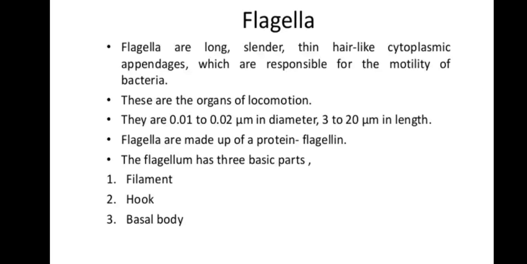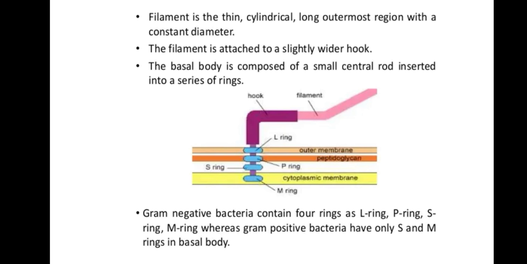The flagellum has three basic parts: first is filament, then hook, and basal body. These three parts compose the formation of flagella. Filament is a thin, cylindrical, long outermost region with a constant diameter. The filament is attached to a slightly wider hook. The basal body is composed of a small central rod inserted into a series of rings. Gram negative bacteria contain four rings, L ring, P ring, S ring, M ring, whereas gram positive have only S and M ring in the basal body.